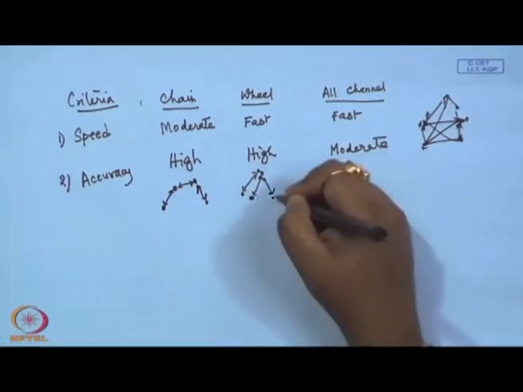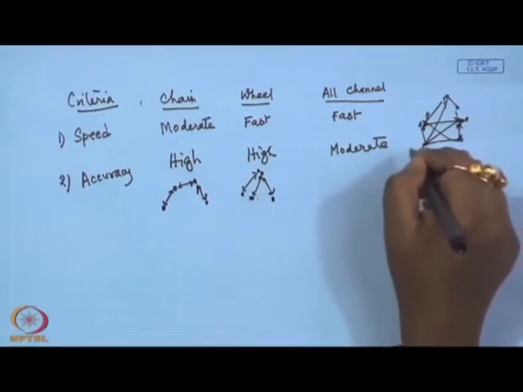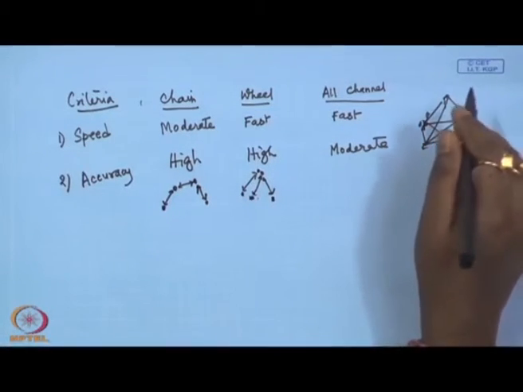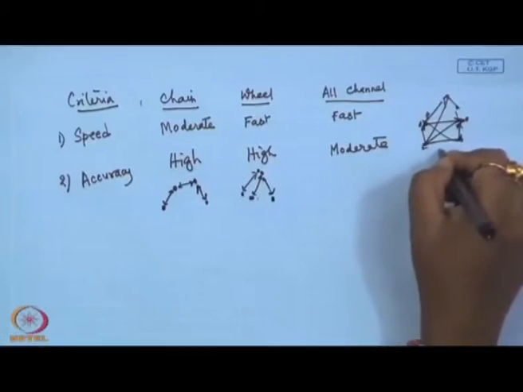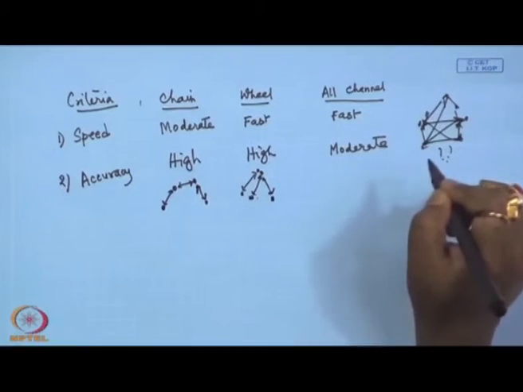But what happens in all channels is that everybody starts communicating with the other person, and there is hardly any check on the validity of the data and whether it has been transmitted in an accurate way or not.